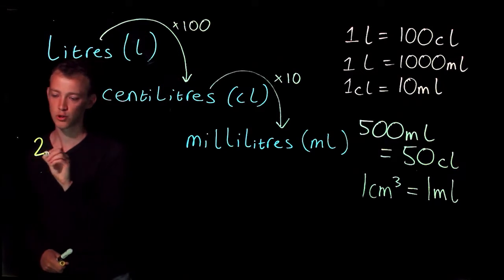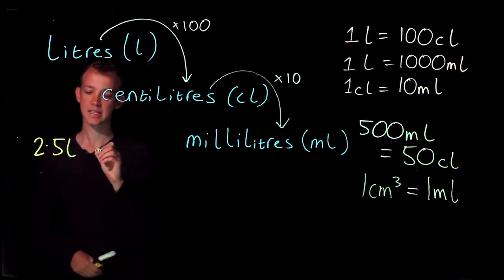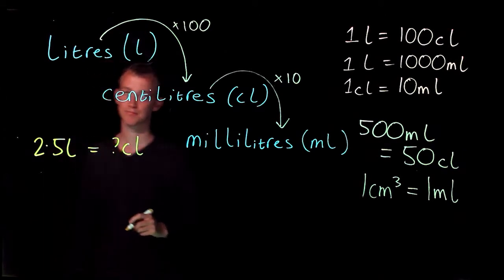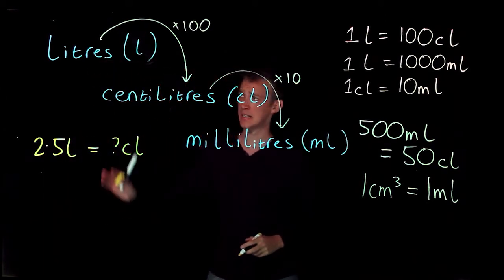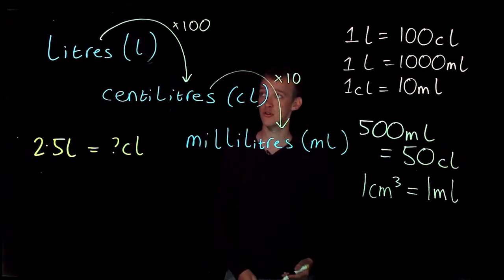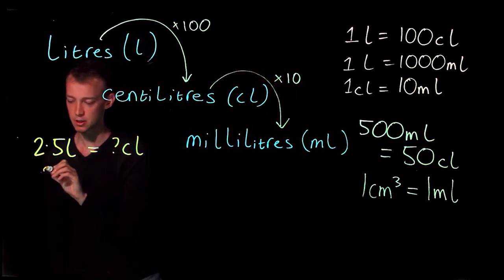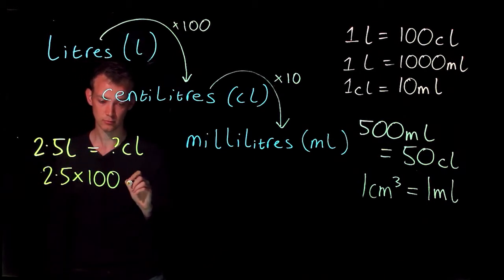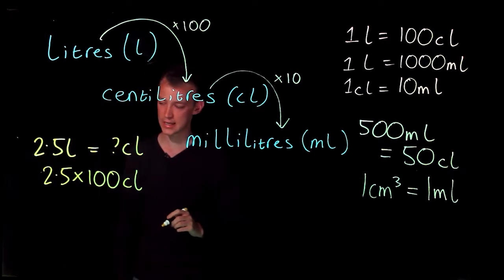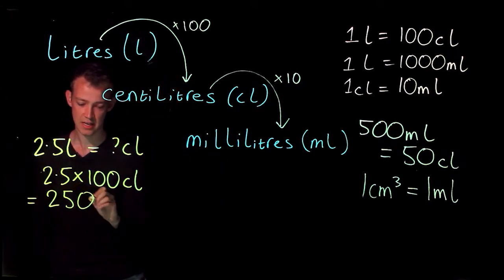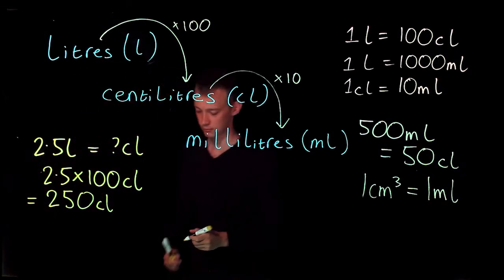For example, 2.5 litres, and let's imagine that I'm converting that into a certain amount of centilitres. Well, to change litres into centilitres, I need to multiply by 100. So I'm going to be doing 2.5 multiplied by 100, and that will give me my amount of centilitres, which is equal to 250 centilitres.